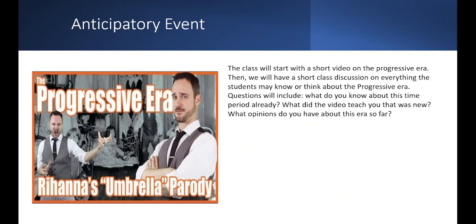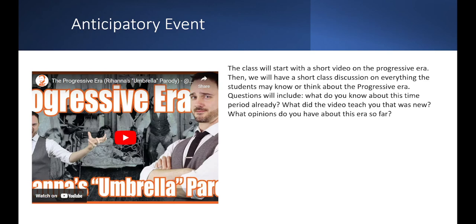So, for the anticipatory event, before we even open the textbook with our students, we're going to have them watch a video. It is a parody of Rihanna's Umbrella about the Progressive Era. This is both going to help them with some prior knowledge before they jump in, especially some prior knowledge that's initially entertaining, and then that entertainment element is going to help them get connected to the material before they even really jump into it. So that connection and that entertainment value will feed into the ability to sit through and read the text, hopefully without complaining.